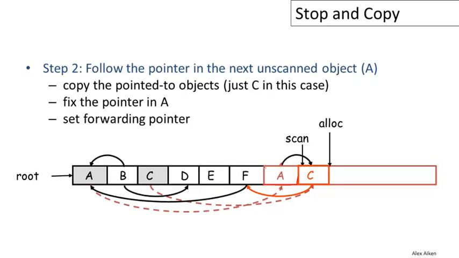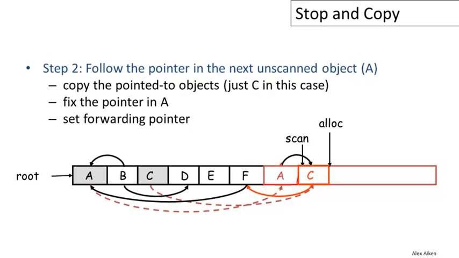Now, of course, the scan pointer moves over A. We've scanned all the pointers in A, all right? And the allocation pointer also moves because we had to allocate space for C. And of course, C is just a bit-for-bit copy of what was in the old space. And so any pointers that it has that point to objects that haven't been moved yet just point back into the old space.